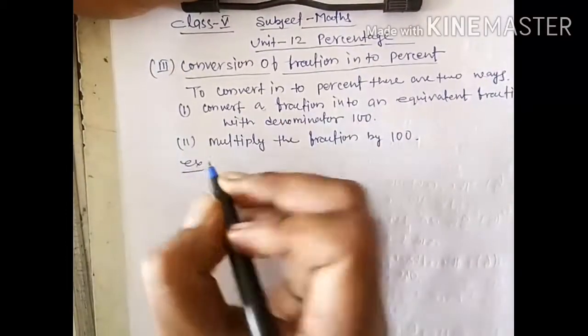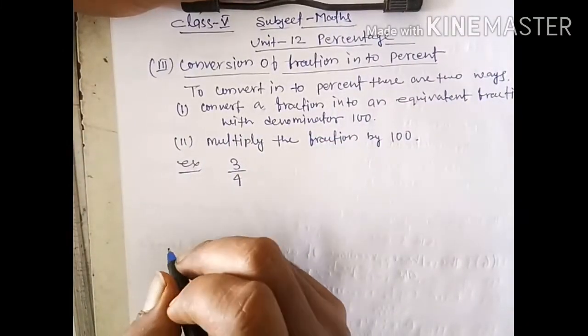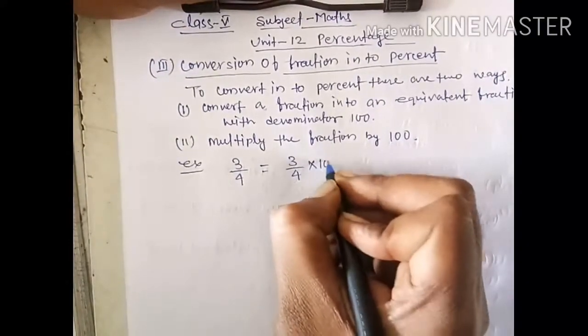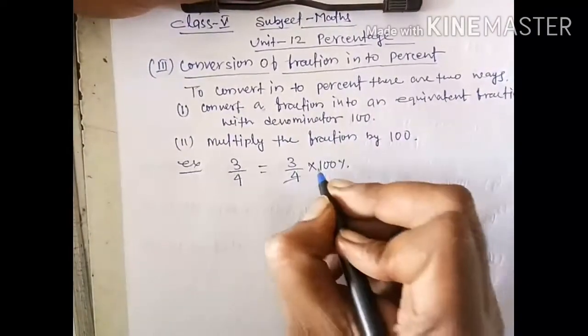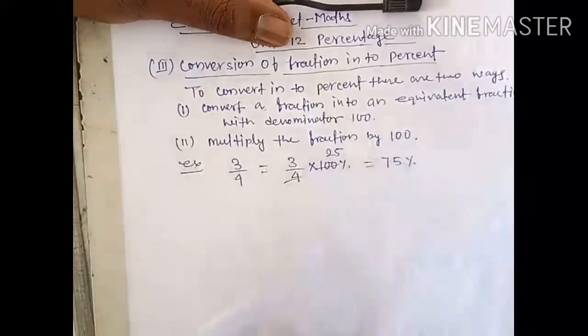For example, suppose you have 3 by 4 and you have to convert into percent. Then simply you multiply by 100%. Cancel 4 with 100, 25 times, and then you get 75%.